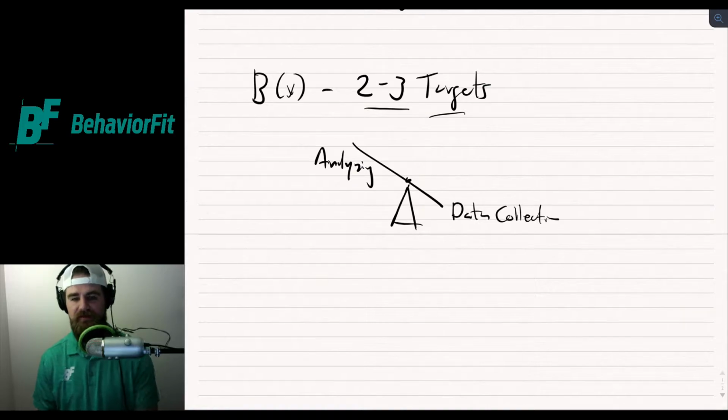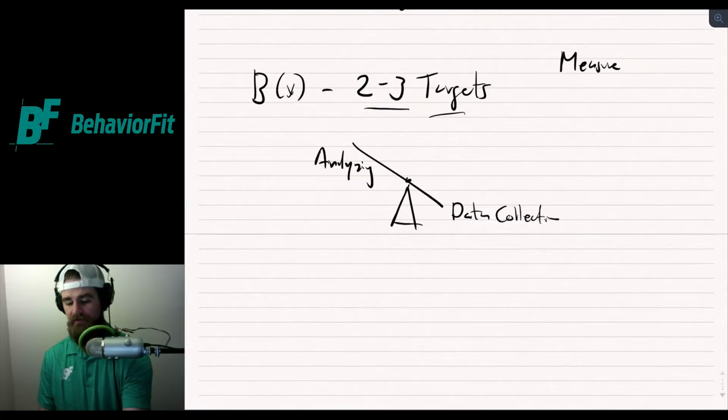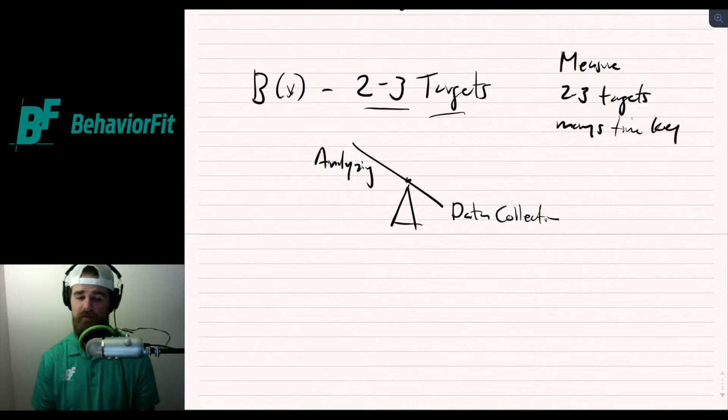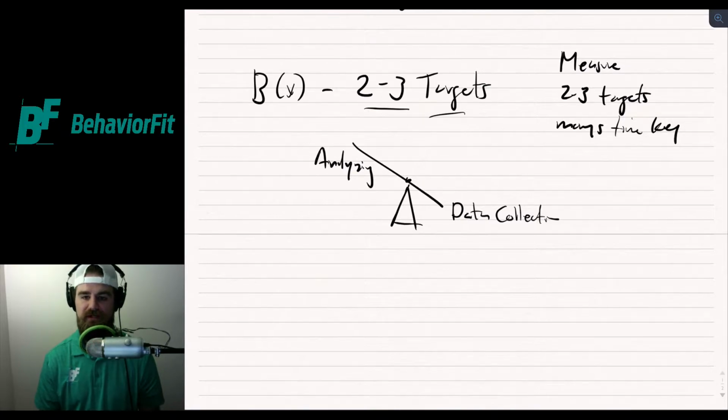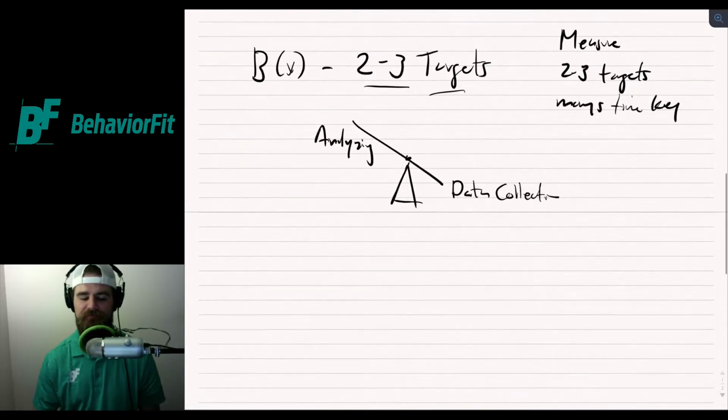So I've just found that 2 to 3 targets, measured many times, is the key, right? We learn more about an individual learner if we can see how they change over time. And this is the difficult part, right? I'm talking about an individual level analysis versus a group analysis.